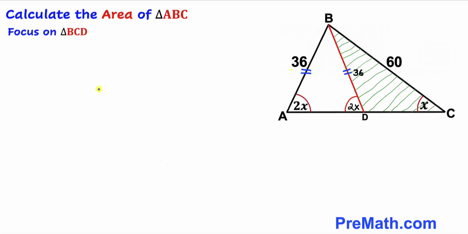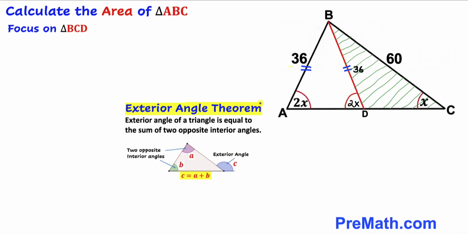And here's our next step. Let's focus on this triangle BCD. And now let's recall the exterior angle theorem. The exterior angle of a triangle is equal to the sum of the two opposite interior angles, as you can see in this diagram. Here this is our exterior angle and these are our two opposite interior angles, such that C equals A plus B.